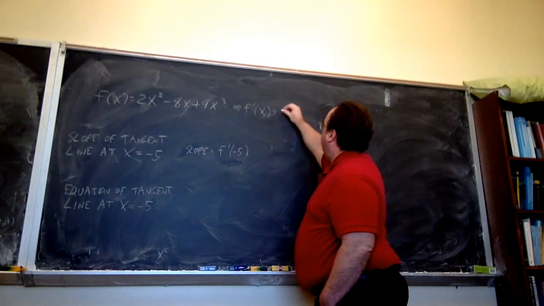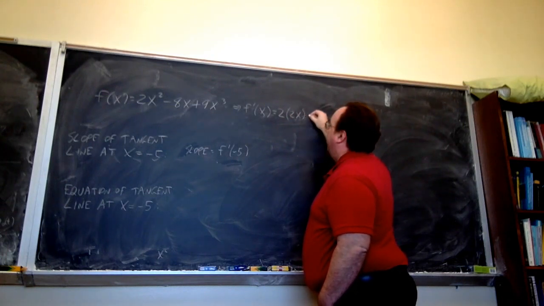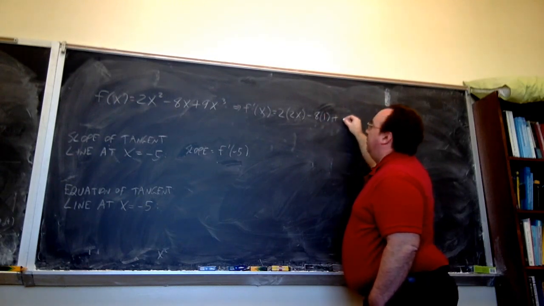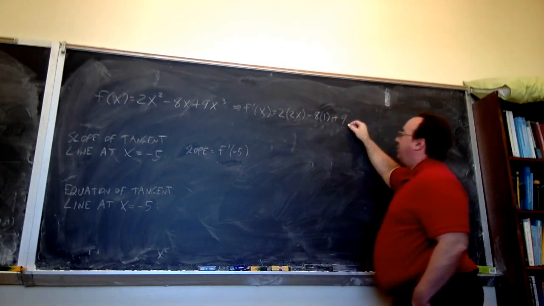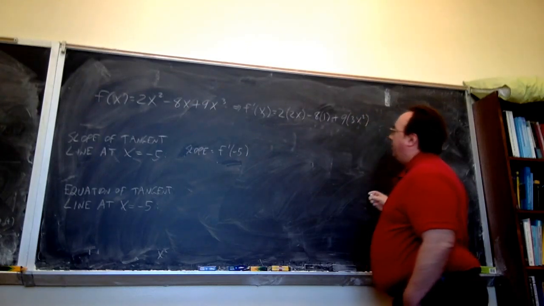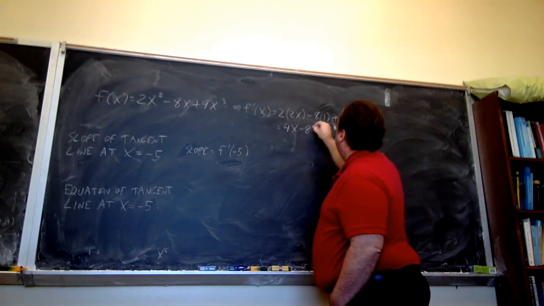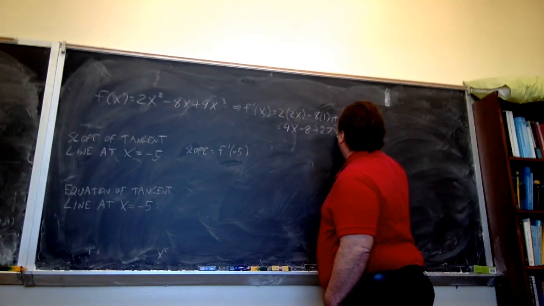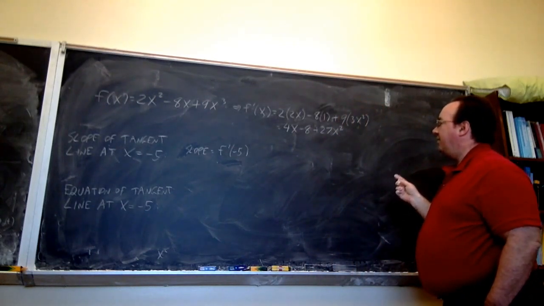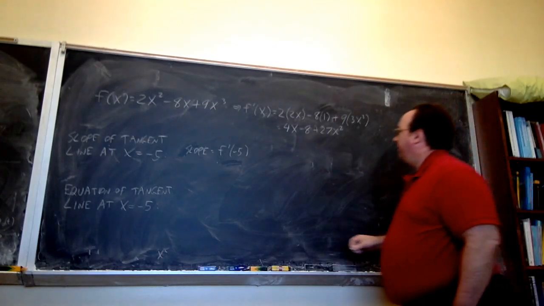That would be 2 times the derivative of x squared, which is 2x, minus 8 times the derivative of x, which is 1, plus 9 times the derivative of x cubed, which is 3 times x squared. Now if we simplify, we get 4x minus 8 plus 27x squared. Now to get the slope, all I need to do is substitute minus 5 in here for x.